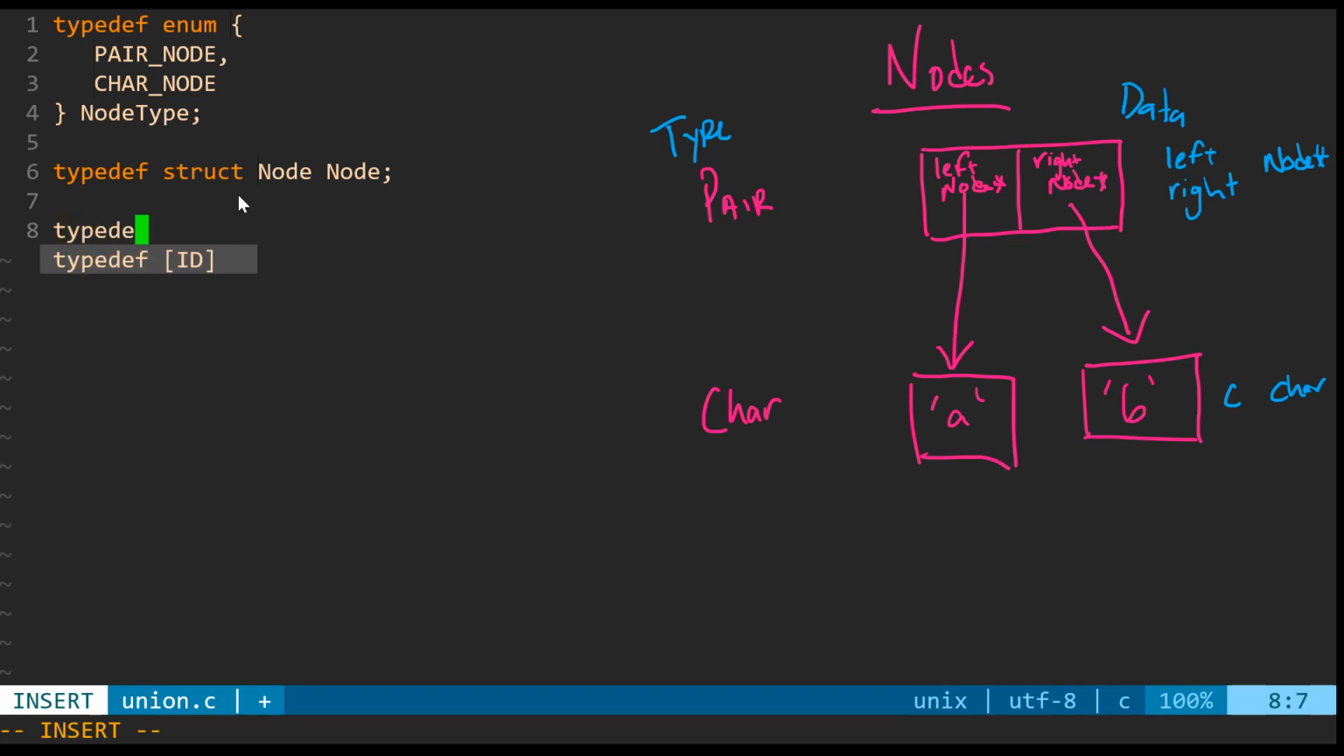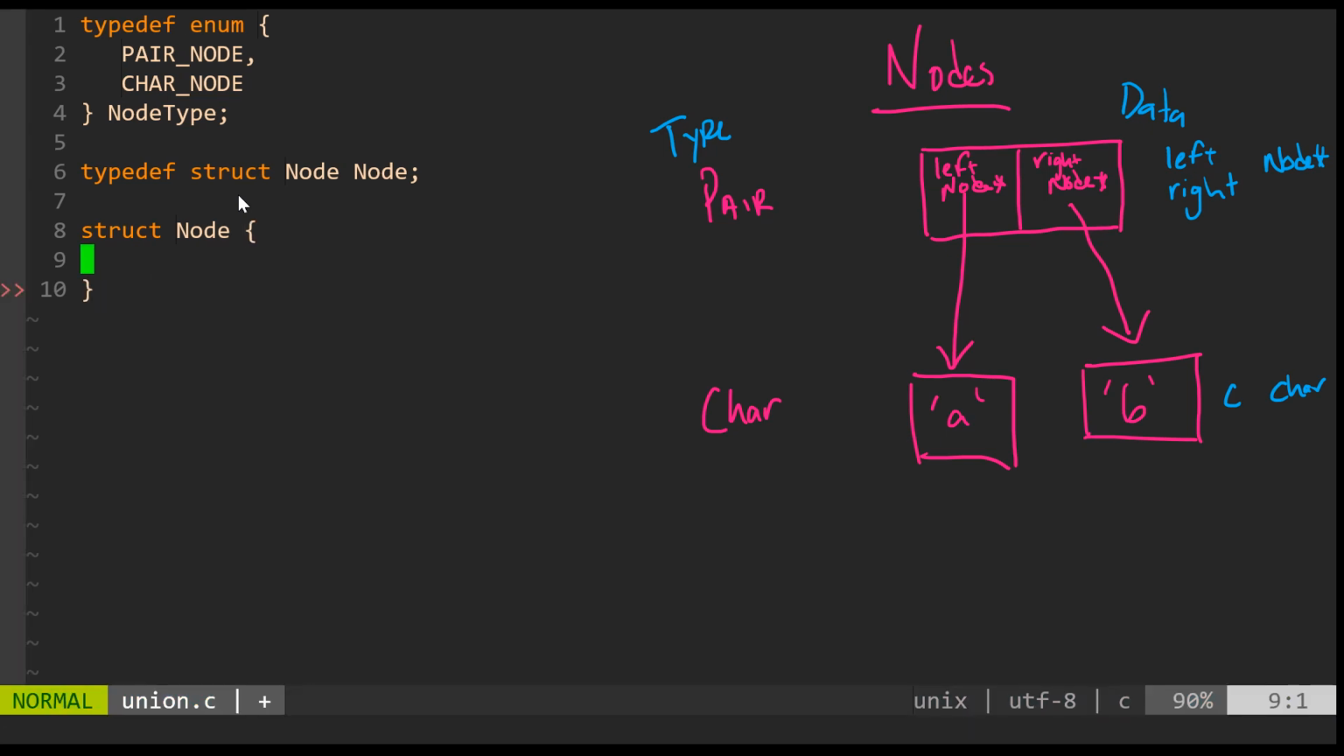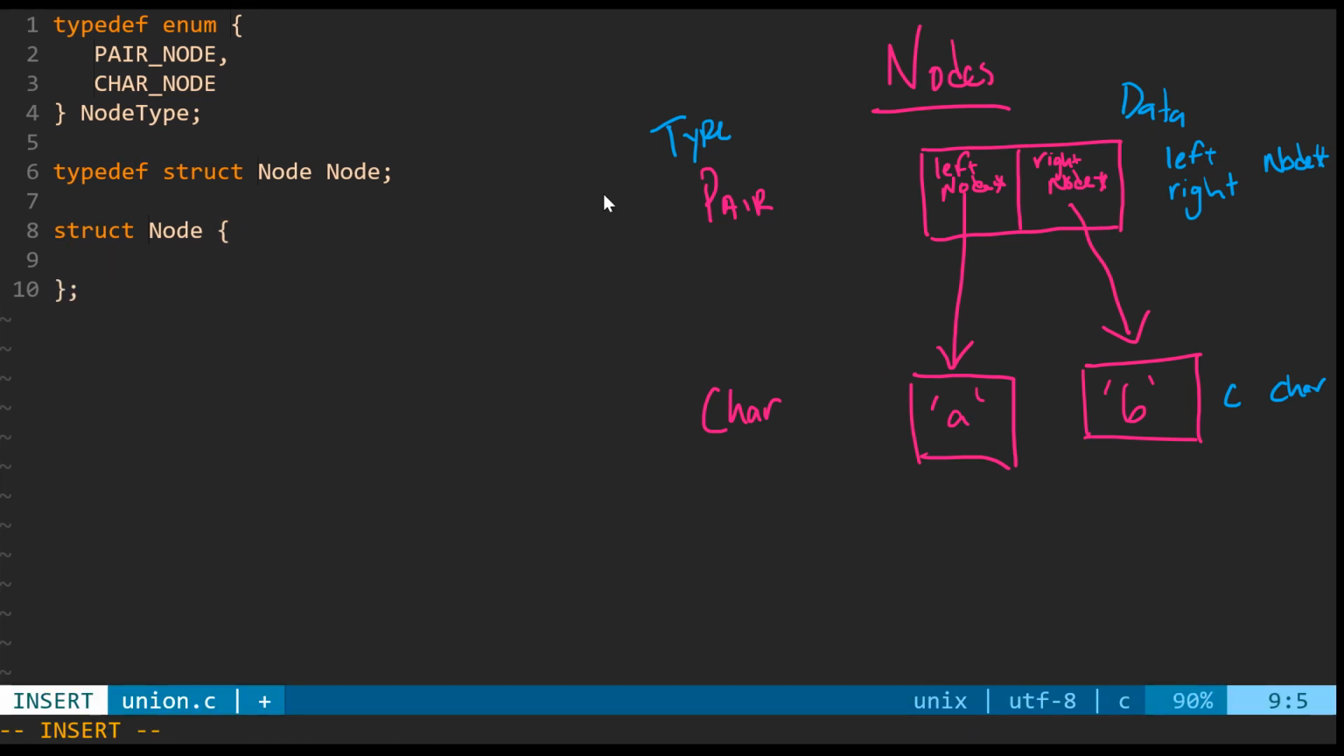And now we're going to actually write the definition of, well, what is a node? So I'm going to say, what is a struct node? And we've already seen that a struct node has a few things, right? So it has a type. And what is its type? Well, it's node_type, right? That's the enum that we had set up. So a node either has to be a pair node or a char node.